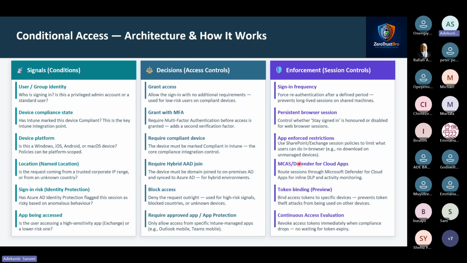Also, there's the MCAS and Defender for Cloud Apps. That's cloud DLP, basically. It's the cloud access sessions. So you can route sessions through Defender for Cloud Apps for Intune DLP and activity monitoring. Then we have token binding. This is in preview. You can bind access tokens to specific devices. So this prevents token theft attacks from being used on other devices. And then there is continuous access evaluation, which is to revoke access tokens immediately when compliance changes, with no waiting for token expiry.